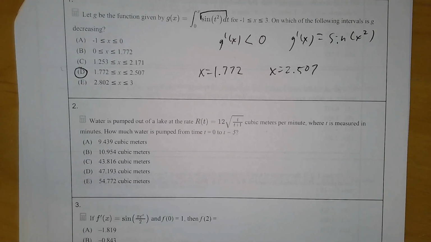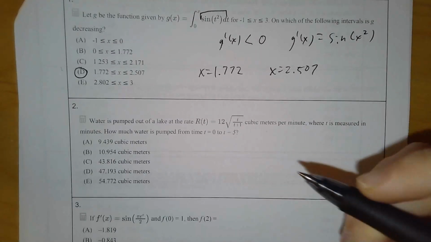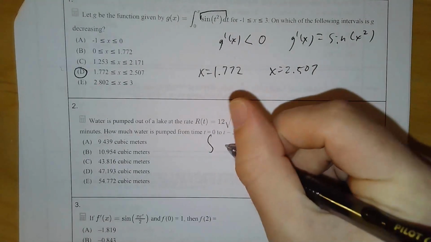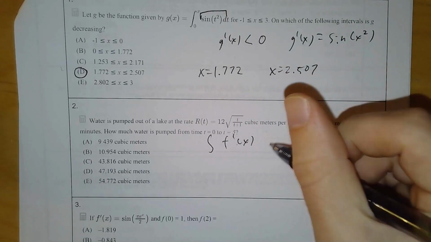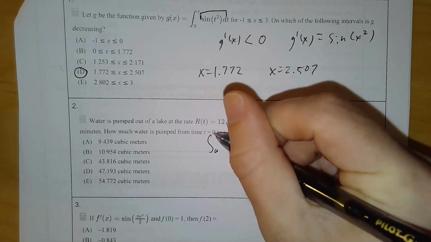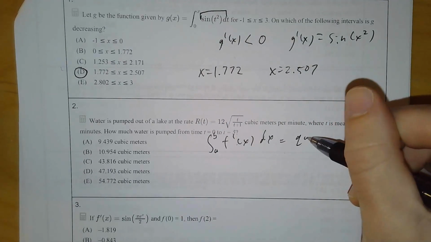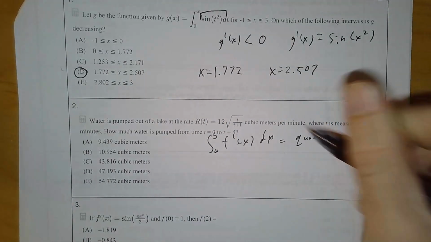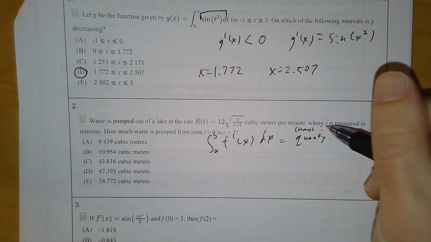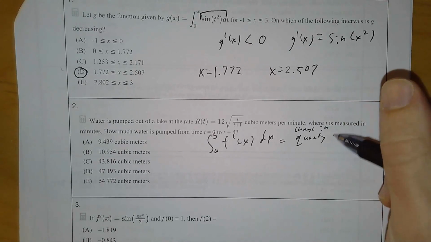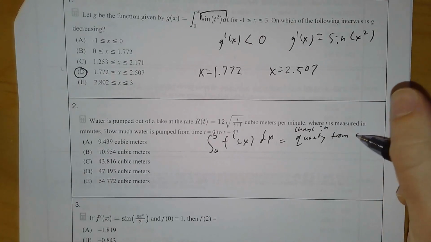Next one: water is pumped out of the lake at a rate R of t equals 12 root t over t plus 1 cubic meters per minute, where t is measured in minutes. How much water is pumped from time 0 to 5? So again, this is really key, and I keep saying this: the integral of a rate, some f prime of x dx between a and b, will give me the change in quantity from a to b.